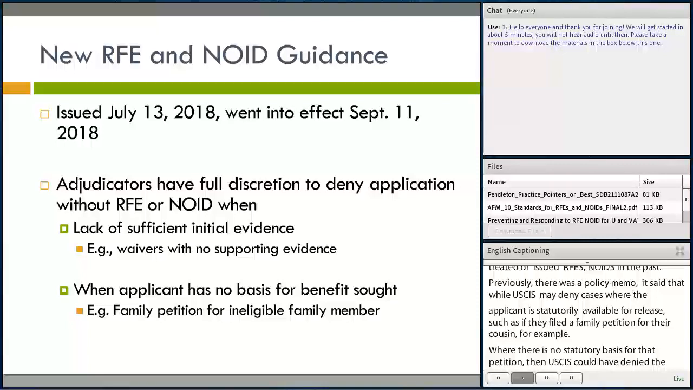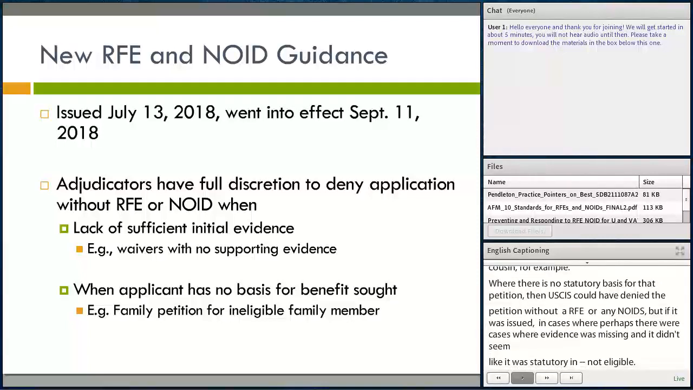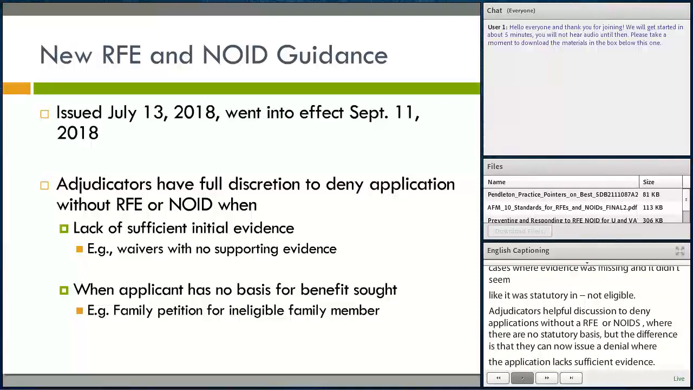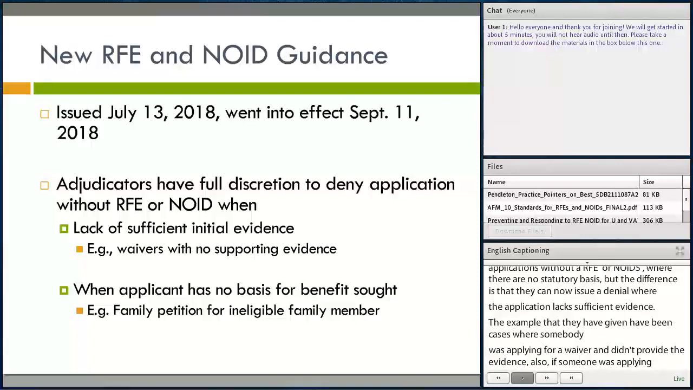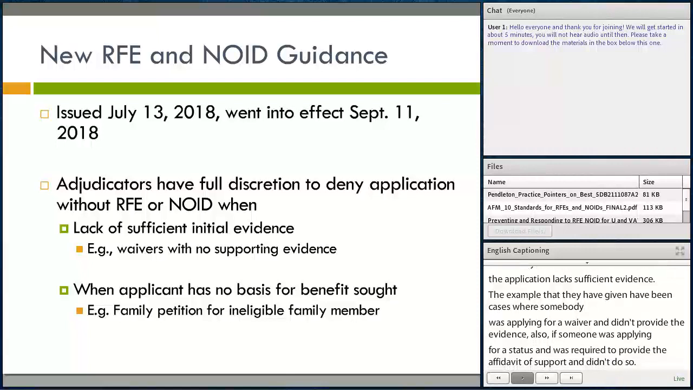In the new RFE guidance that was issued in July, adjudicators now have full discretion to deny applications without an RFE or a NOID where there's no statutory basis, so that's the same as the old policy. But the difference is that they can now issue a denial where the application lacked sufficient initial evidence, right? And so the examples that they have given have been cases where somebody was applying for a waiver and didn't include supporting evidence. Also, if somebody was applying for adjustment of status and was required to provide the affidavit of support but didn't do so. Right? So these are the examples that USCIS has given of required initial evidence, of the lack of required initial evidence being grounds for a denial without an RFE or a NOID.